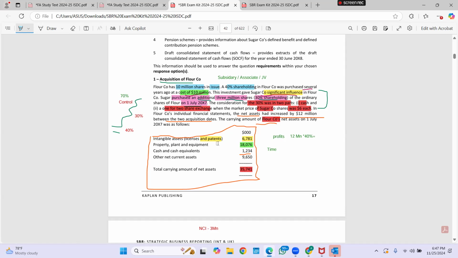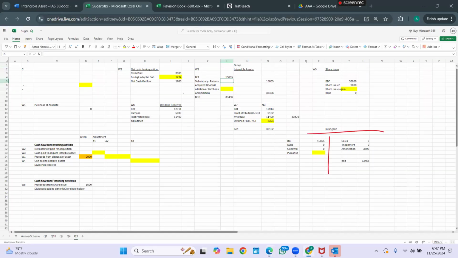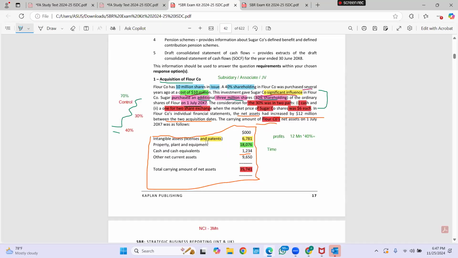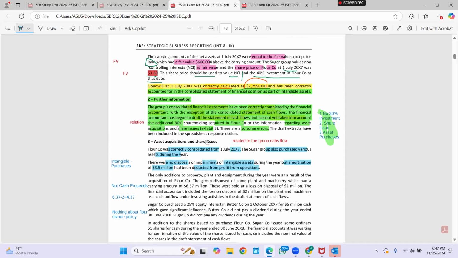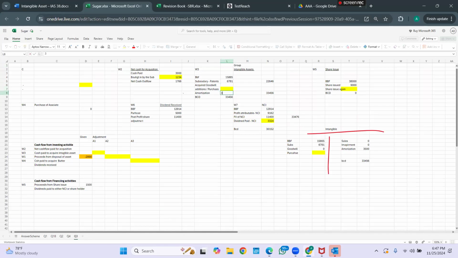How much is he bringing? He is bringing some license and patent, which are intangible assets, of 6,781. Also, we need to remove 3,500 under amortization. I removed it off. Fine. And what am I left with?